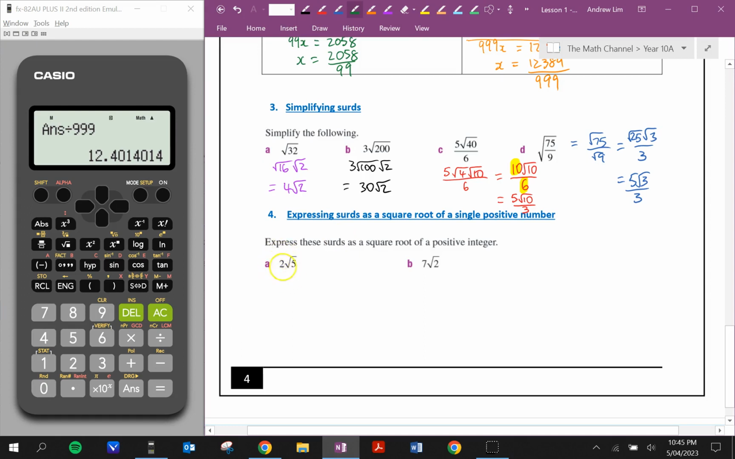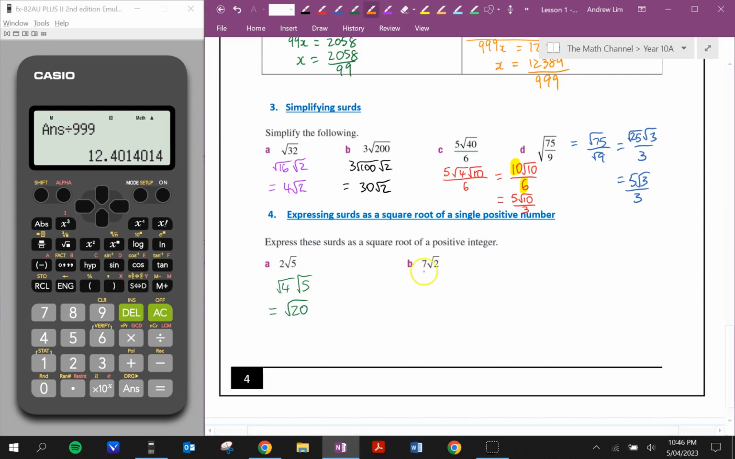So what I need to do is I need to square this 2. Right? 2 squared is 4. So technically 2 is equal to the root 4. Okay, the square root of 4 is 2. But we're multiplying by root 5. And so now we've got root 4 times root 5. That's the same as saying root 20. Done.